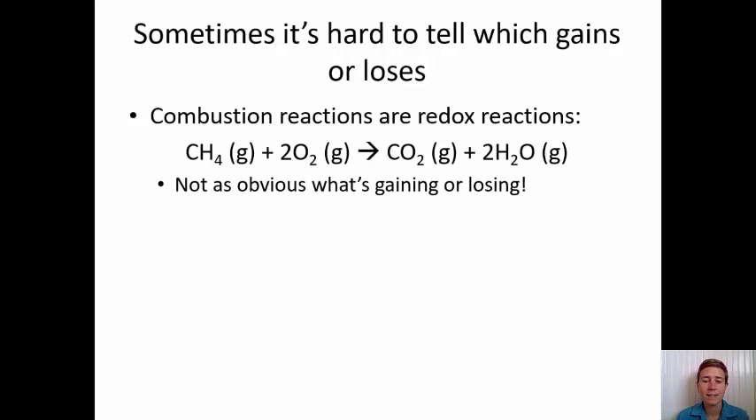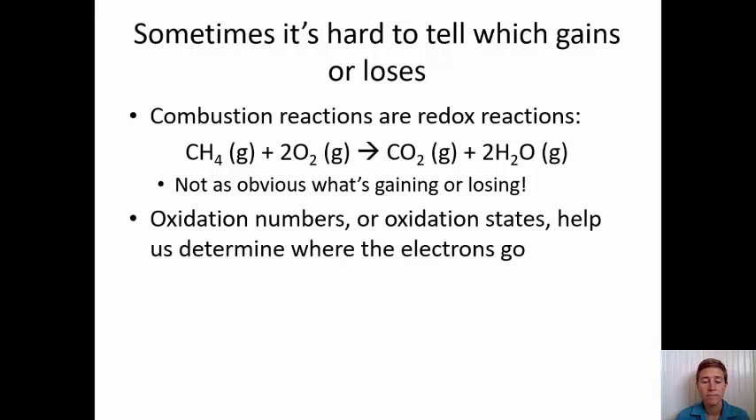With the last example with the ions, it's pretty obvious to tell what's going on. Sometimes it's not as easy. Combustion reactions, like this one, burning methane gas, are actually redox reactions. But if you look at that, you're probably wondering, where are the electrons going? I don't see any electrons. I don't see any ions being formed. It's not as obvious, because the electrons are being transferred in the process within covalent compounds.